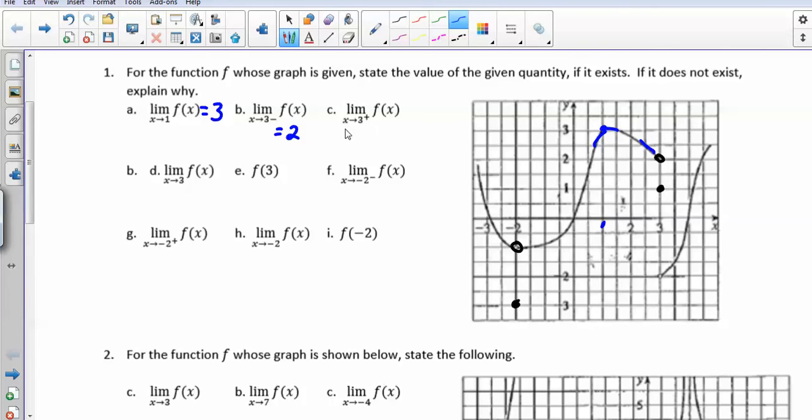The limit as x approaches 3 from the right. So here's 3 again, and then we're going to go right of 3, and as we approach 3 from the right, we're approaching this hole down here at -2. It's okay for a limit to be a hole.